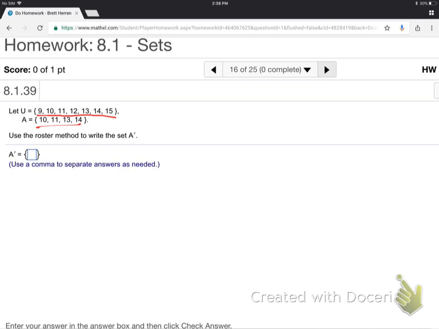So if that's the whole universe, and A is 10, 11, 13, and 14, they're asking me, what is A with that little mark up there? That means opposite.